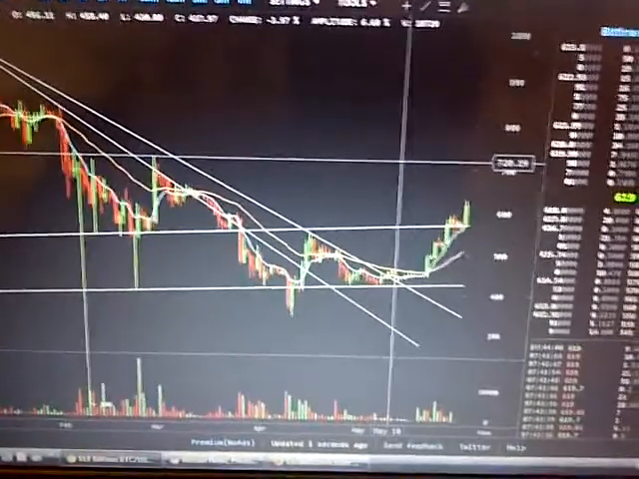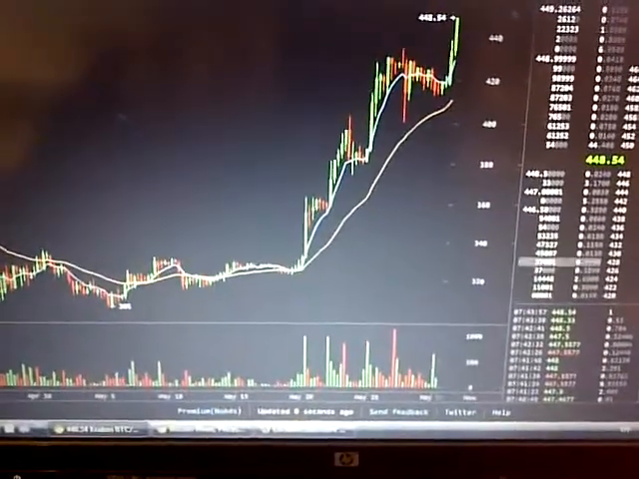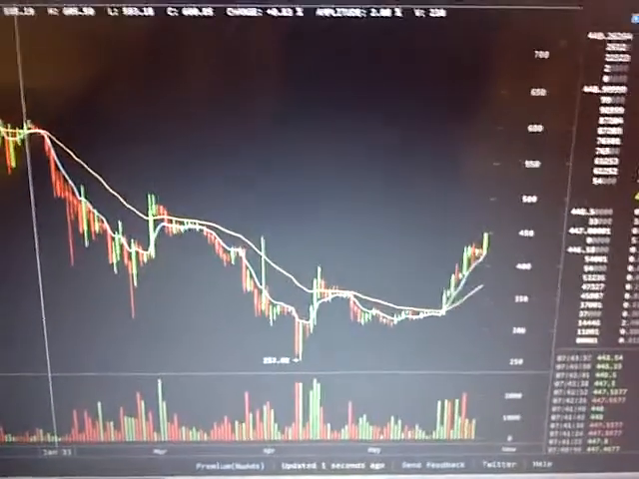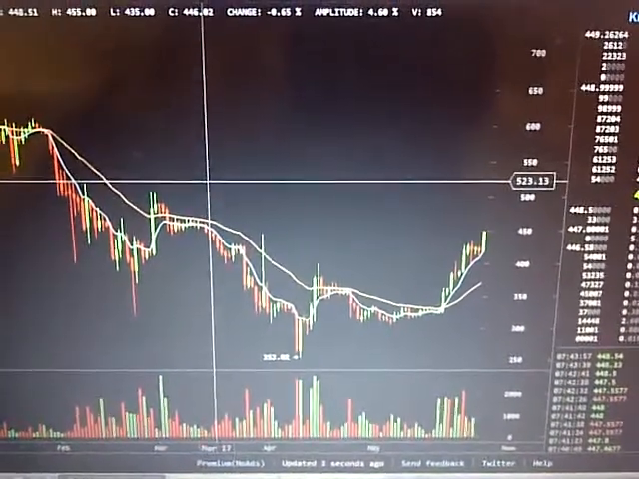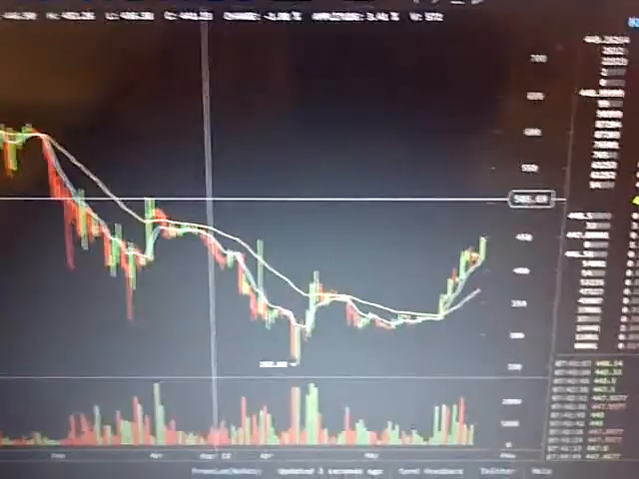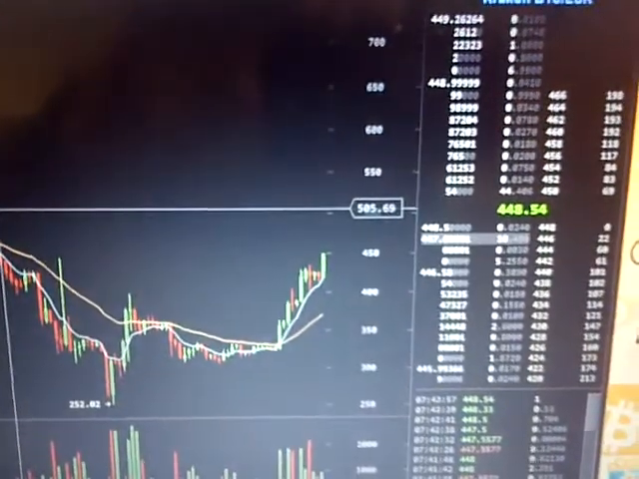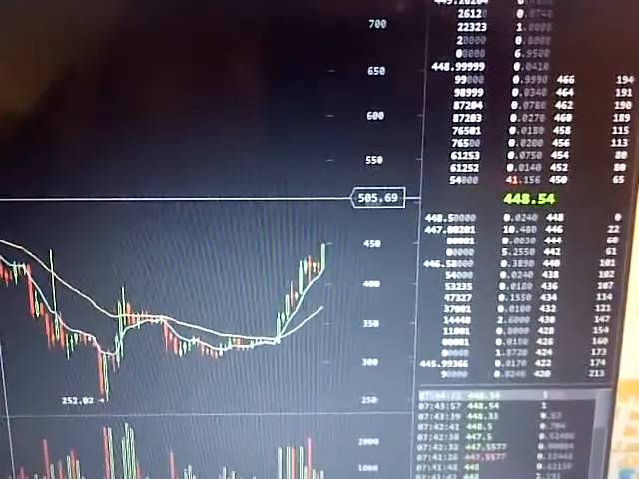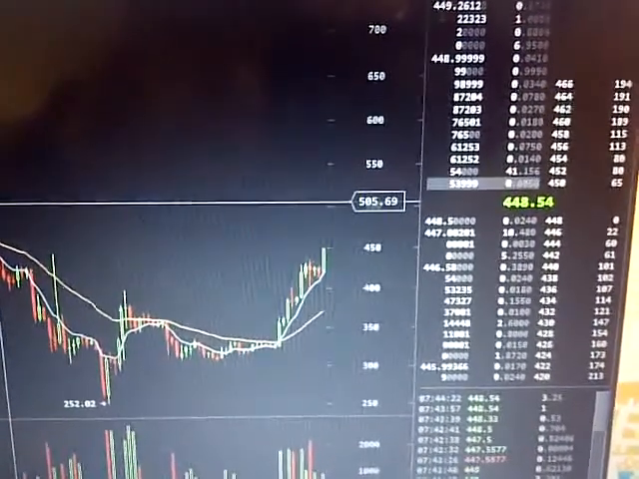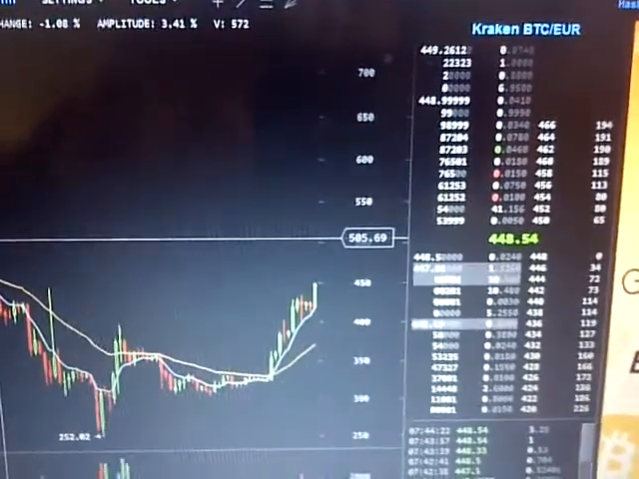So that's it for that, and then I'll take a look at Kraken real quick. I didn't draw any lines. I'm just using it for pricing. I should incorporate some other Bitcoin fiat currency trades in here. But 500 looks like the next target for the euro. And this is Bitcoin euro on Kraken.